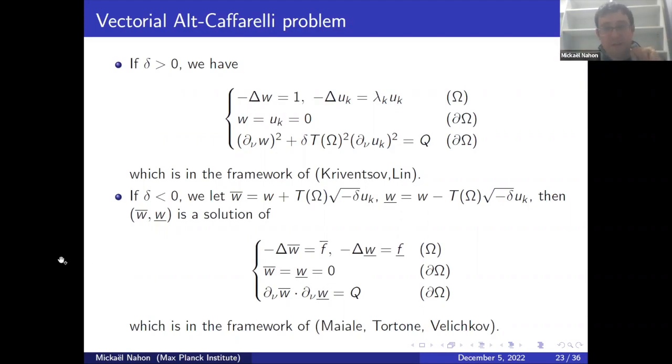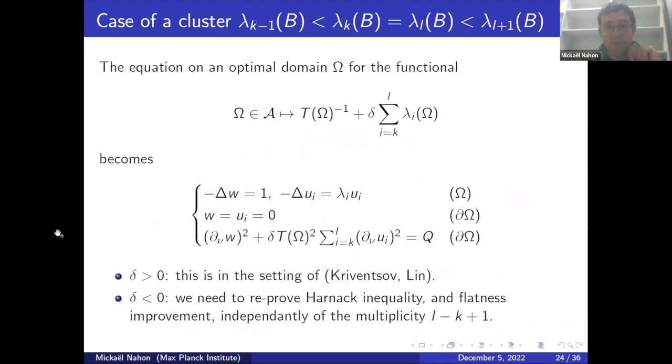So let me just explain what happens for a cluster. When we have a minimizer of the cluster functional, then we have a certain number of functions here, and we have an additional boundary condition, which is very similar.